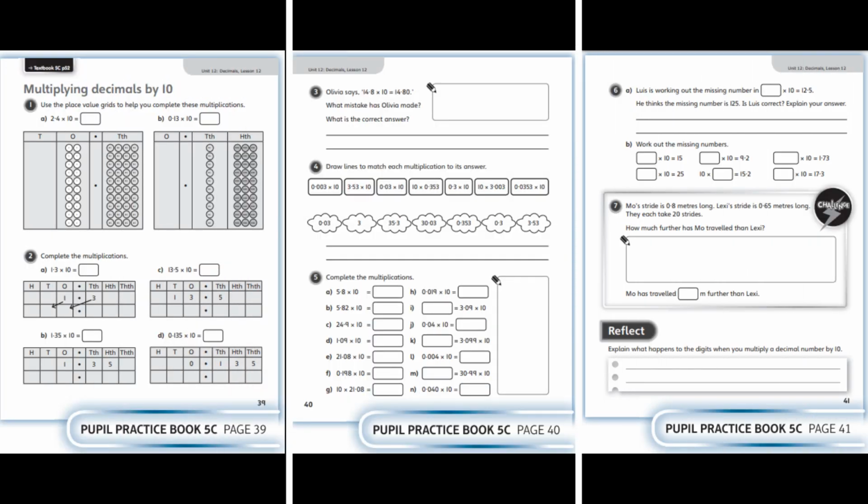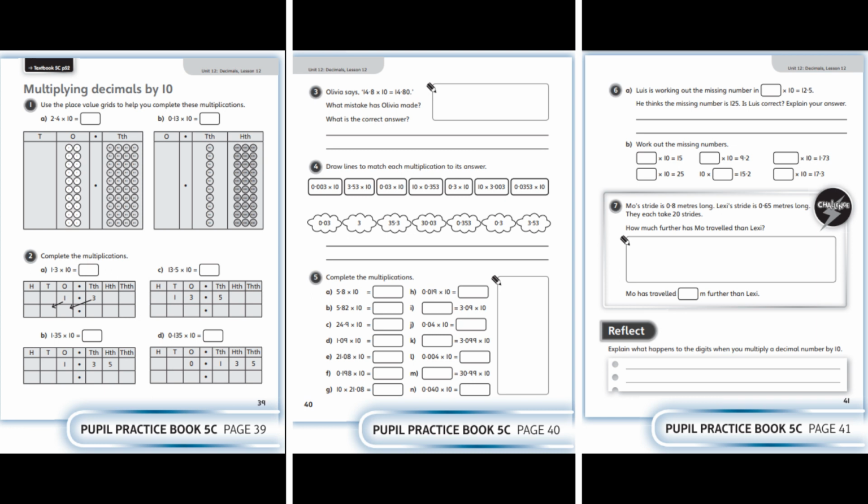All right, Year 5, now it's time for your independent work. Today it comes from pages 39, 40, and 41. The first two pages are very straightforward because they just continue to focus on that skill of multiplying decimals by 10, which is exactly what we've been doing this whole video.